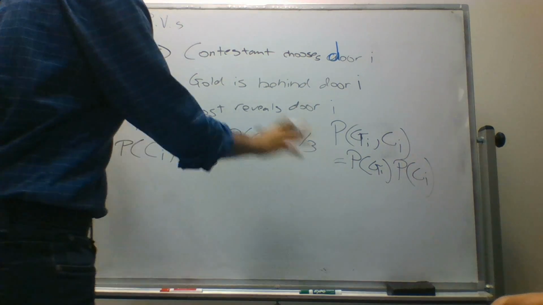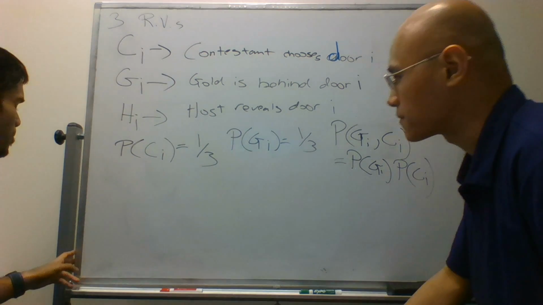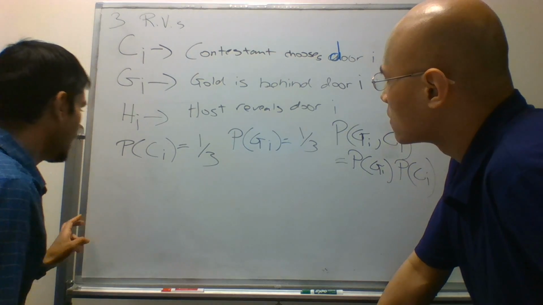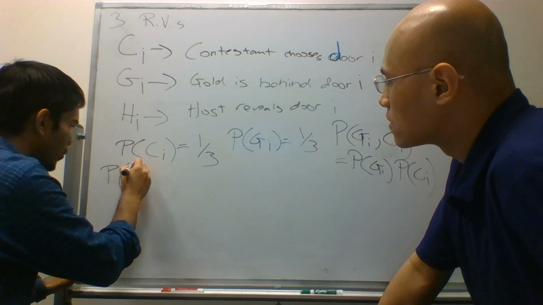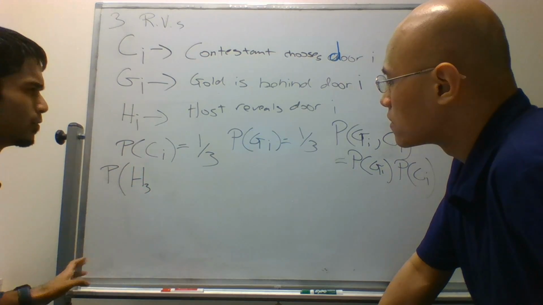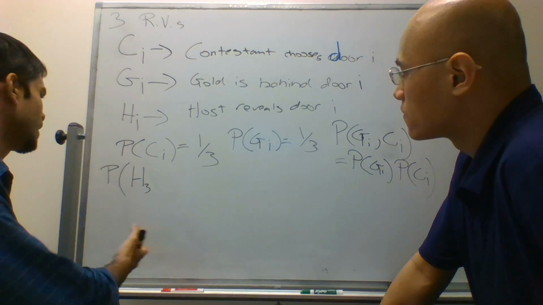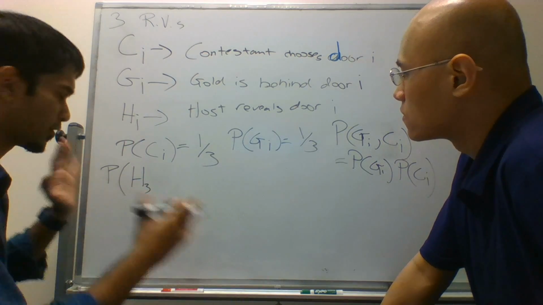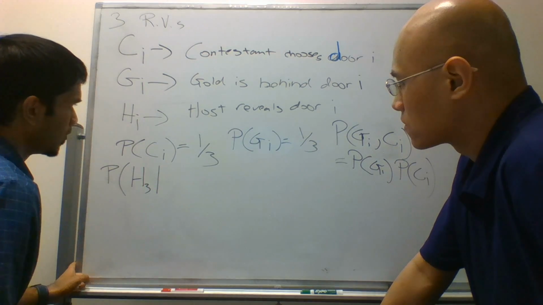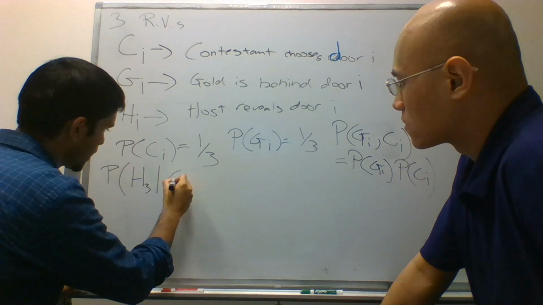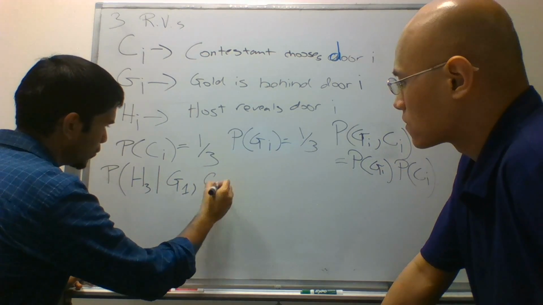I think we might need a little more space. That's okay. Let's keep going. So now let's look at the conditional probability. Let's go with the original parameters that the contestant will choose door 1, and the host will reveal door 3. So what is the probability of the host revealing door 3, given that the gold is behind door 1 and the contestant chose door 1?